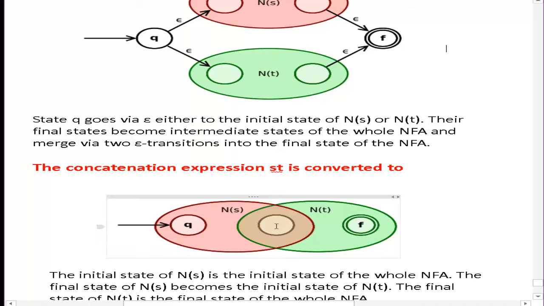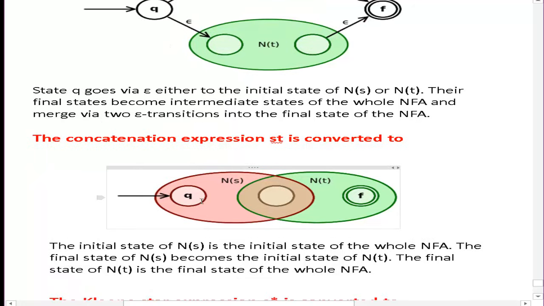Similarly things go for the concatenation: the final state becomes the initial state of this machine, and they combine together. Its initial state will be the initial state, and its final state will be the final state, right? The T's final state.